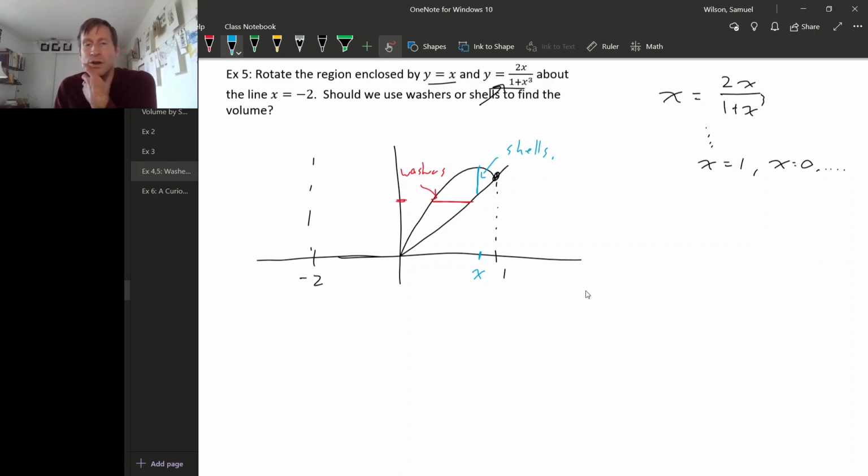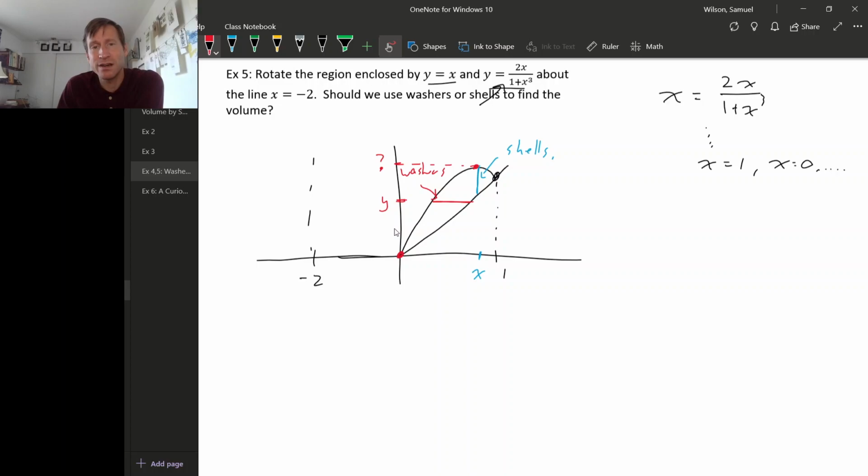Okay, so what are the things that we have to figure out for each type of integral? Well, if we use y as our independent variable, we're going to have to go from y equals 0, which is fine, up to the highest point in this region, which is right here. And we don't know how high that is. That would be the maximum value of this function from 0 to 1. And finding maximum values of a function can be pretty tricky. So that sounds like a lot of work.